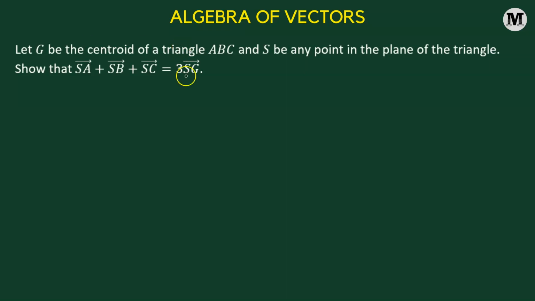Let G be the centroid of a triangle ABC and S be any point in the plane of the triangle. Show that the vector SA plus vector SB plus vector SC equals 3 times the vector SG. Okay, let's try to understand the problem graphically first.